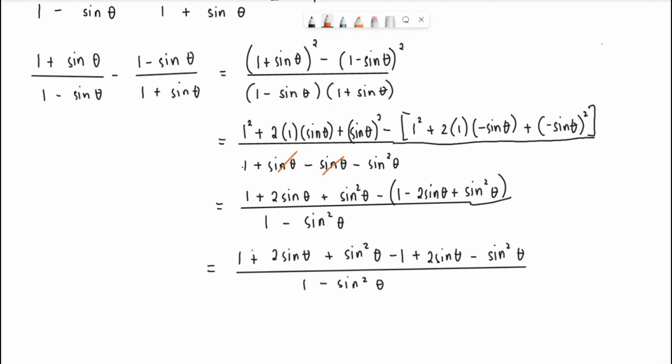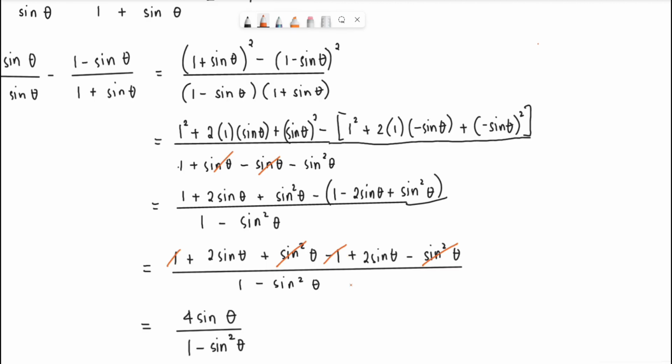Okay, next. We can cancel 1 and negative 1. What else? Sine squared and negative sine squared. Thus, we are left with 4 sine theta all over 1 minus sine squared theta.